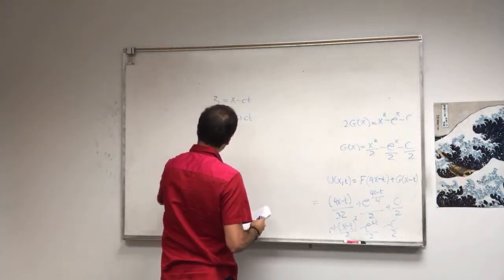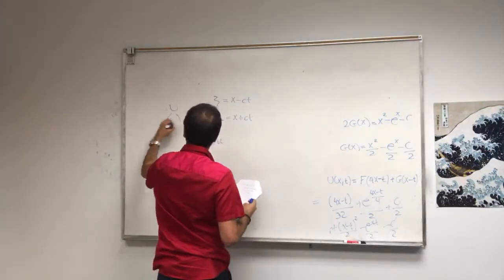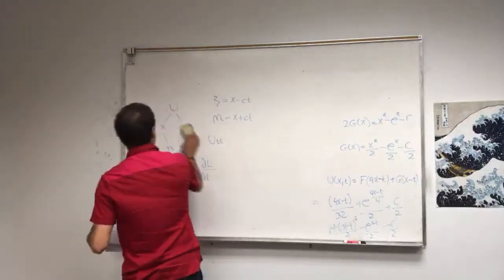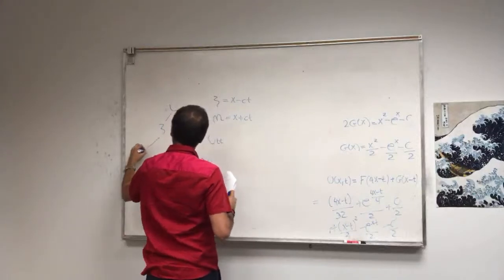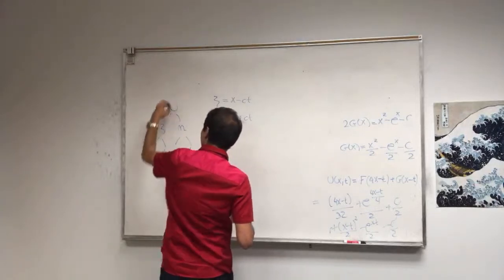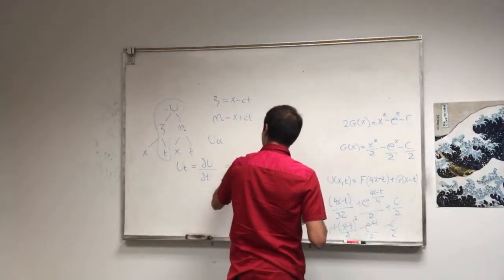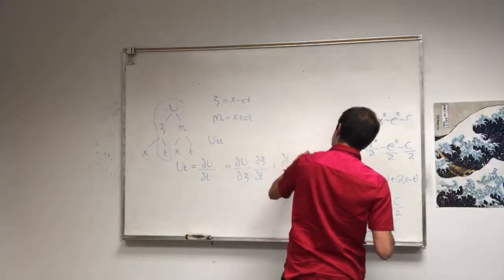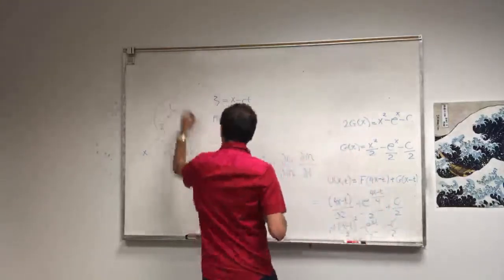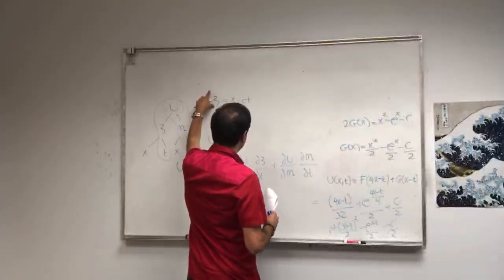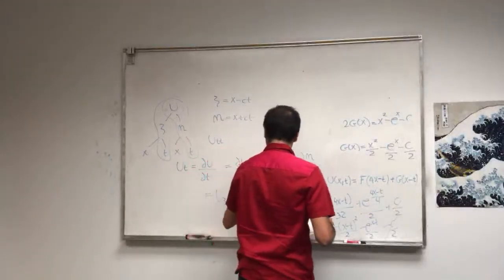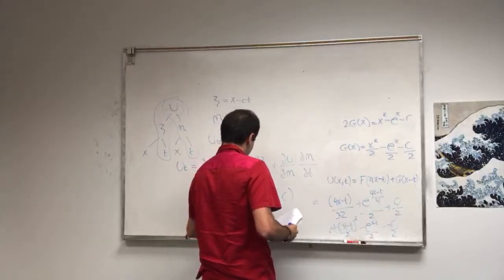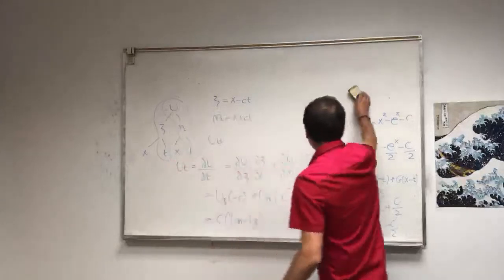So let's calculate ut, which is du over dt. Now, u depends on xi and eta, which depend on x and t. So to calculate ut, you first do du over dxi times dxi over dt, plus du over deta times deta over dt. Then you get u xi times the derivative of xi with respect to t, which is minus c, plus u eta times the derivative of eta with respect to t, which is c. And so you get c times u eta minus u xi. That's one thing, and now we just have to do this again.